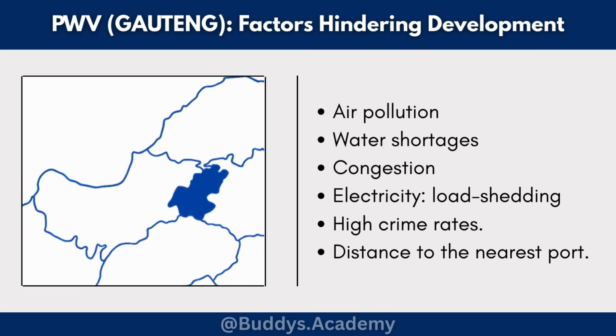Now, when we're looking at the factors that are going to hinder development, first is going to be air pollution. Secondly, it's going to be water shortages. Thirdly, it's going to be congestion. The fourth factor will be electricity, which is your load shedding. Fifth will be your high crime rates. And sixth is going to be your distance to the nearest port. Remember, the nearest port is going to be your Durban port.